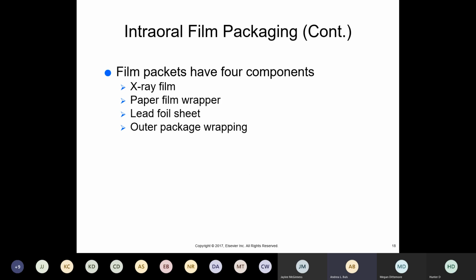Okay, so film packets have 4 components. There's the x-ray film, there's a black paper film wrapper, there's a lead foil sheet, and then, like I said, that moisture barrier or that outer packing.